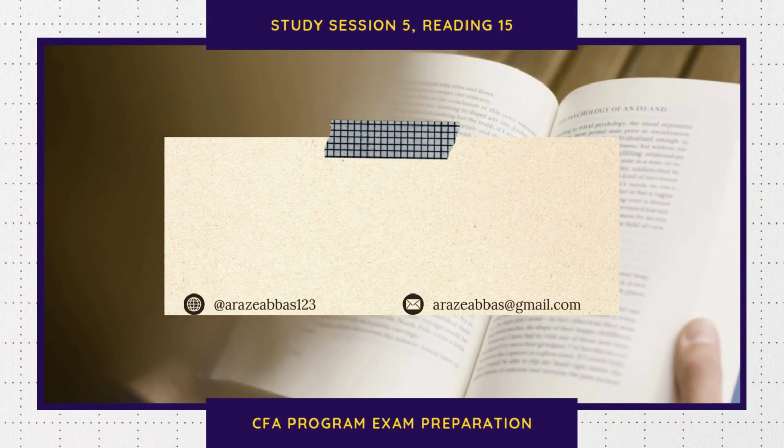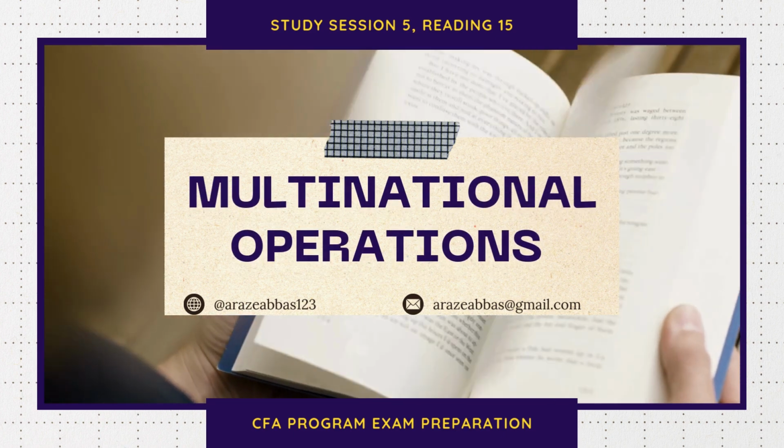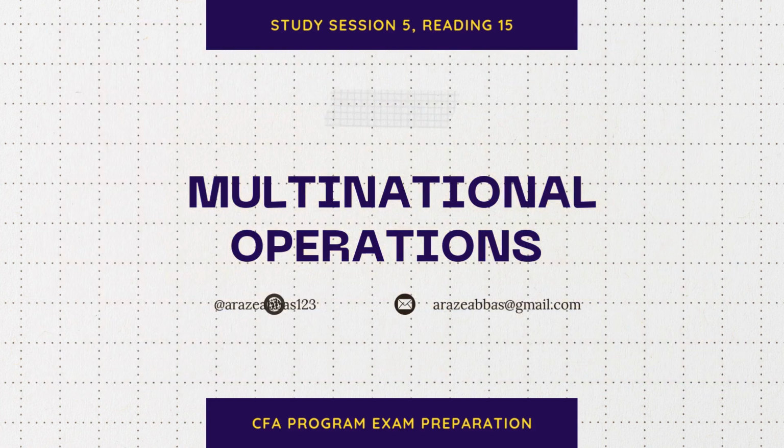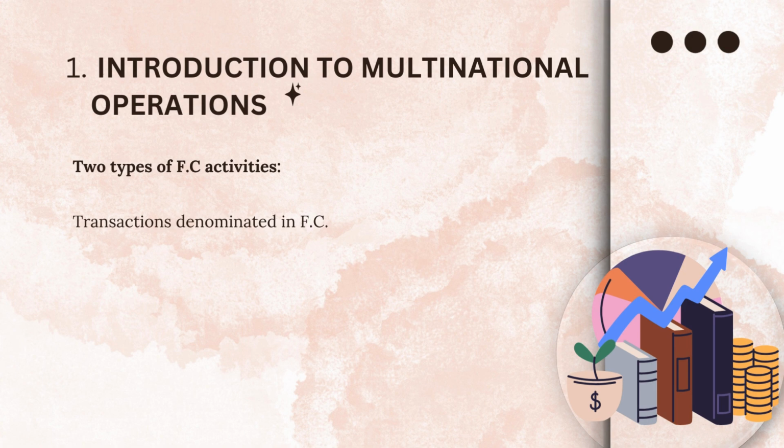This is study session 5, reading number 15. Today's topic is multinational operations. Let's get started. Introduction. 2 types of FC activities. 1. Transactions denominated in FC. 2. Invest in foreign subsidiaries.